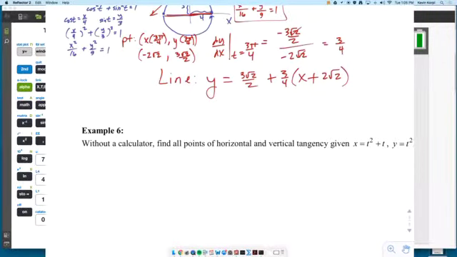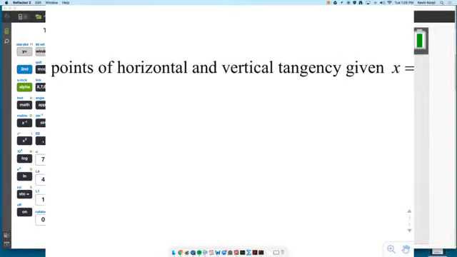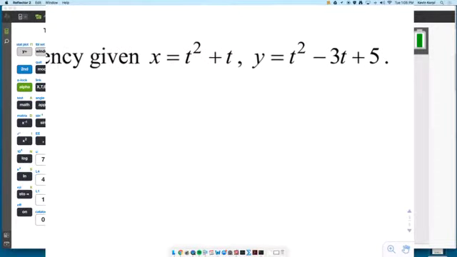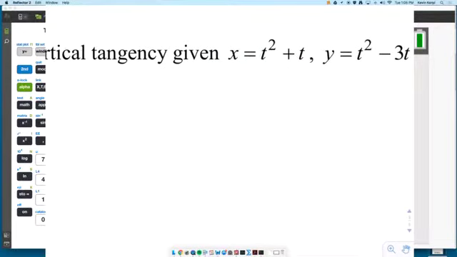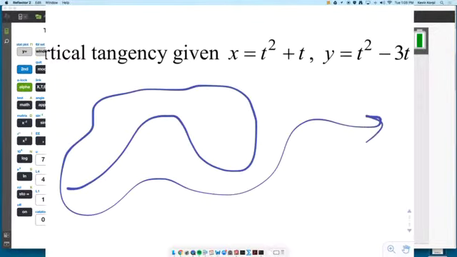All right, before we get to vectors though, let's look at a question like this, which will feel very similar to an implicit differentiation type question. Without a calculator, find all the points of horizontal and vertical tangency for this set of parametric equations. So you have an object that is moving maybe through space, maybe it's traveling like that, and there would be the direction that it's traced out. You want to know where, on the coordinate plane, we have horizontal tangents and where we have vertical tangents.